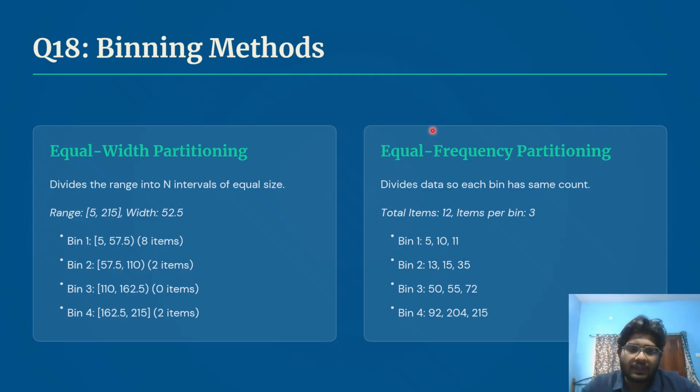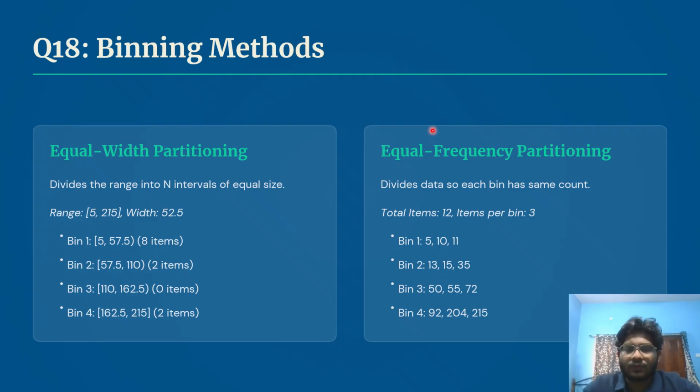So bin 1 is 5 to 57.5, 8 items. Bin 2 is 57.5 to 110, that is 2 items. Bin 3 is 110 to 162.5, there are 0 items in that. And bin 4, 162.5 to 215, that is 2 items here.